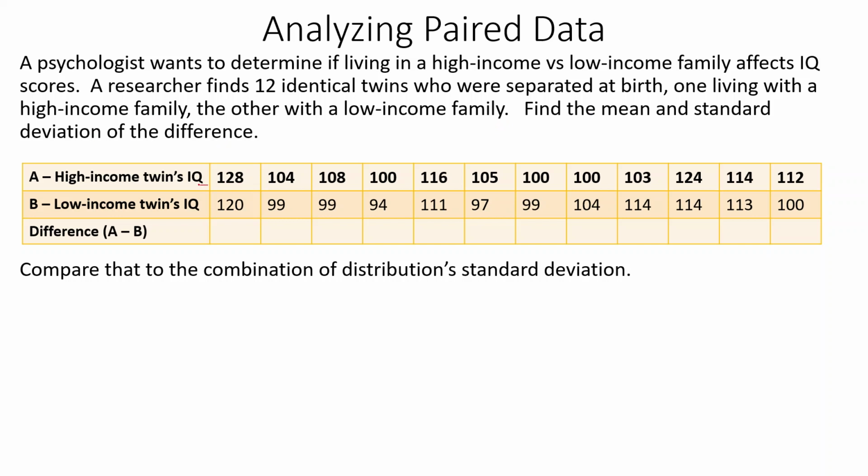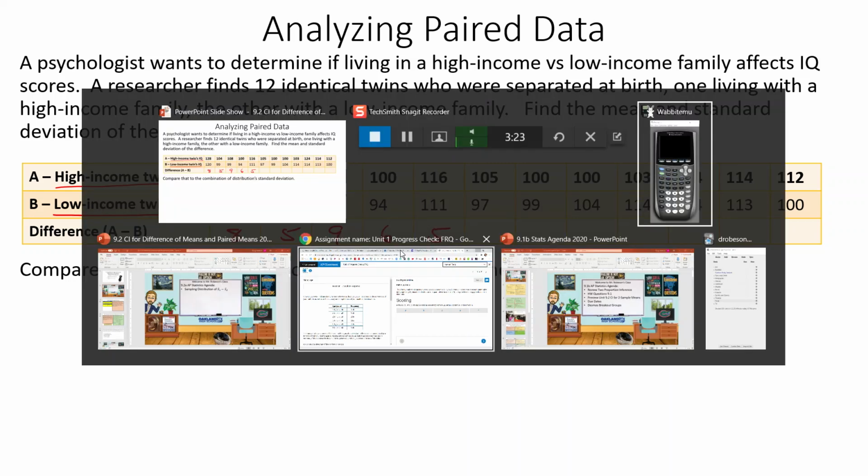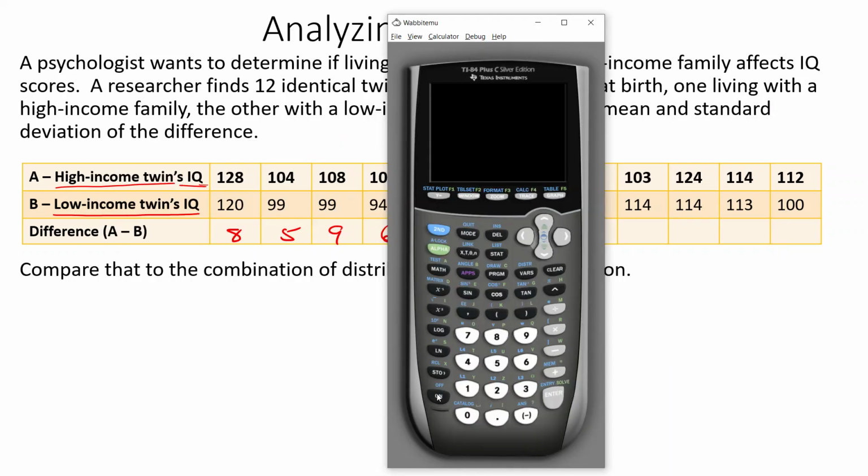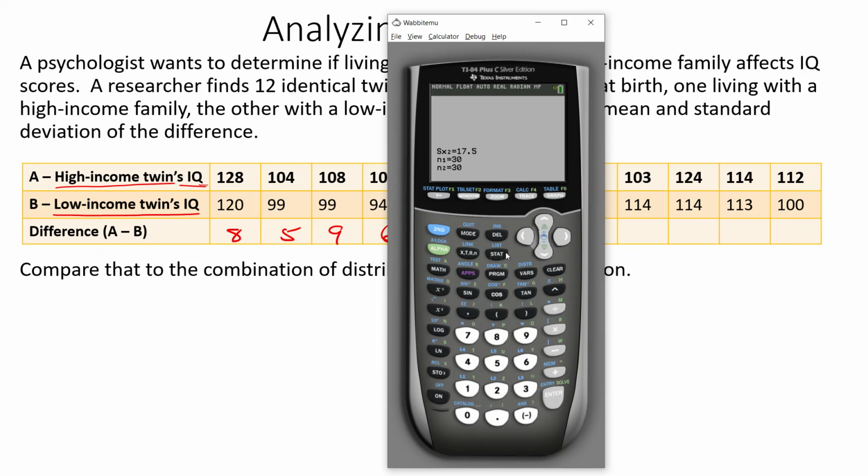So we have IQ scores for the high income twins versus IQ scores for the low income twins. And we want the difference, A minus B. All right. Compare the combination of distributions to standard deviations. All right, we can actually compare both. And what I'm going to do is, well, we can actually subtract all these differences and say, okay, that's 8, that's 5, that's 9, that's 6, that's 5, and so on, and keep doing all that. But we could actually get our calculator to do this for us too. And we're lazy, right? So, not too lazy, but we're a little bit lazy.